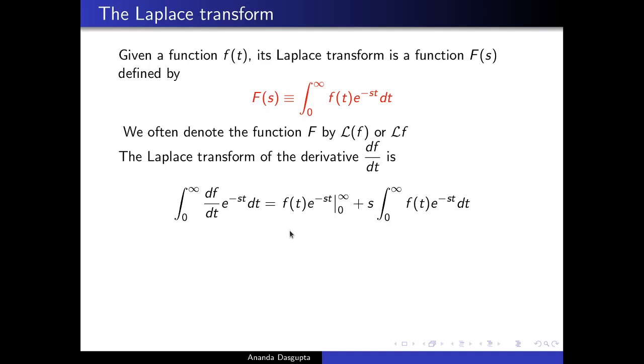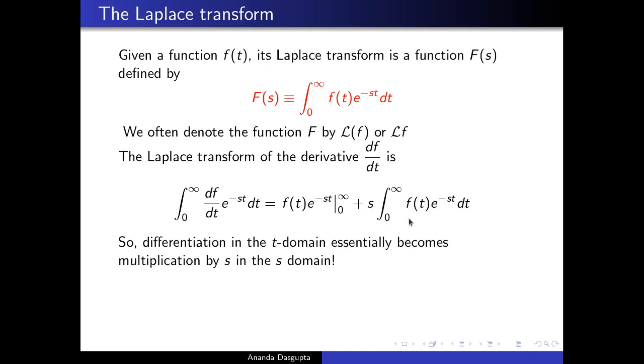Now, it's easy to realize that these terms are things you already know. If you're assuming that the Laplace transform exists, that is, this integral actually converges, f of t times e to the minus st must go to 0 as t goes to infinity. So the upper limit from the integrated out term must vanish. What about the lower limit? It's simply minus f of 0. So from this you get minus f of 0. And the second term is just s times capital F of s, the Laplace transform.